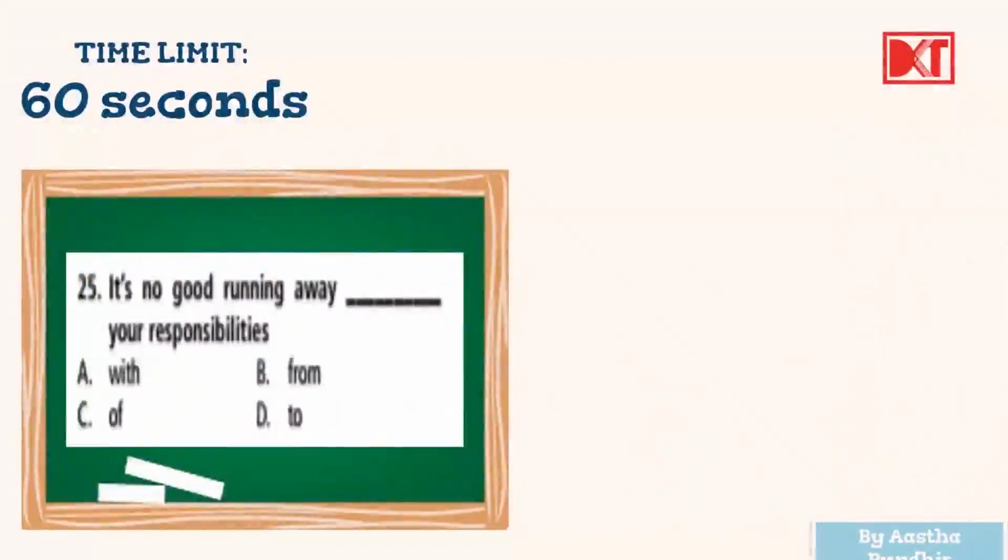Here we have: it's no good running away dash your responsibilities. With your responsibilities, from your responsibilities, of your responsibilities, or to your responsibilities. It's no good running away from your responsibilities. From your responsibilities. What is the source that the person is running away from? The responsibilities.